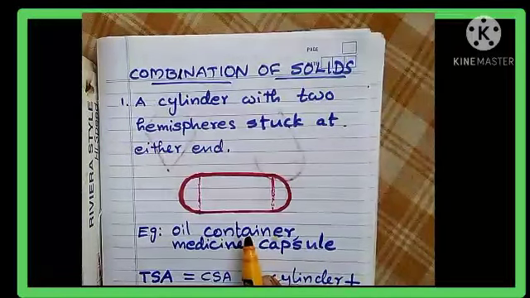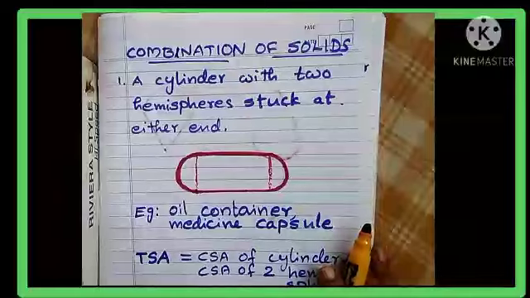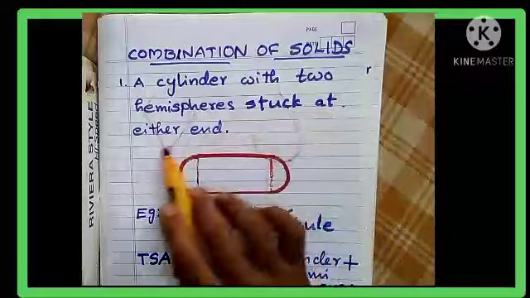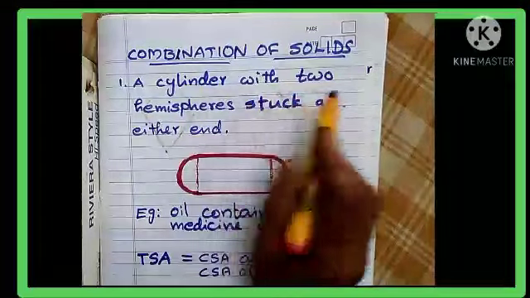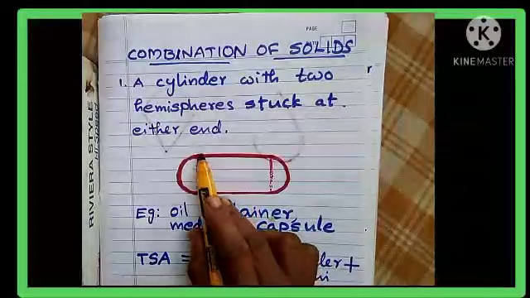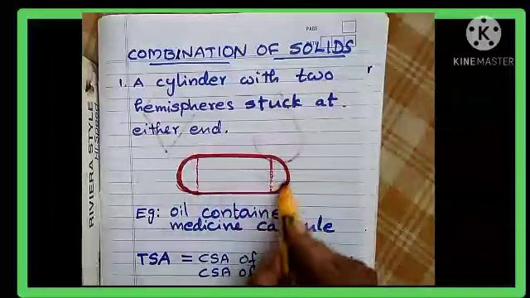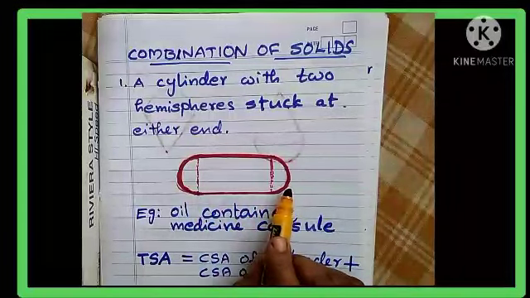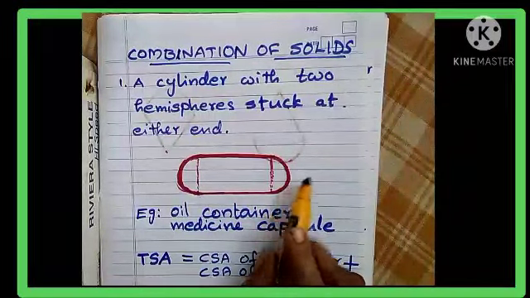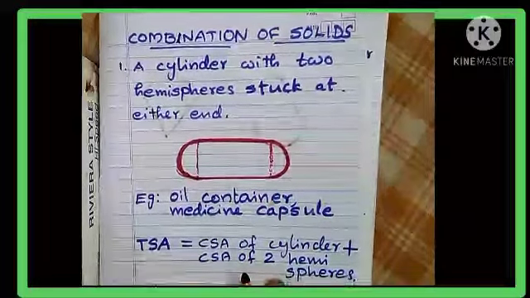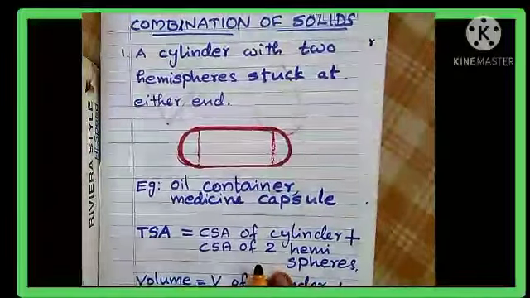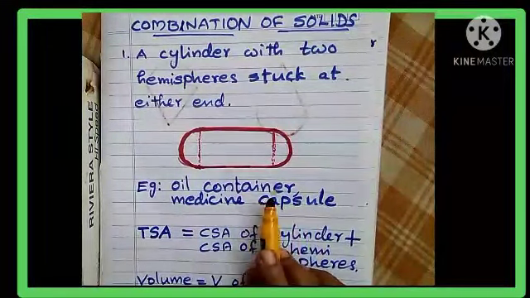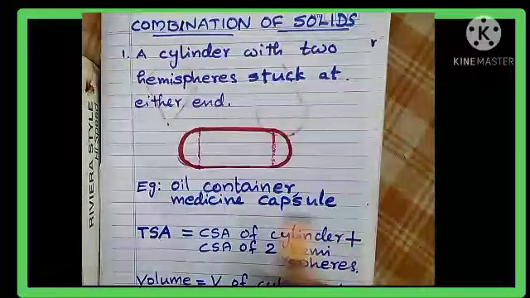can discuss now. Okay, so the first one is a cylinder with two hemispheres stuck at either end. So a cylinder with two hemispheres. In the figure you can see a cylinder here and also two hemispheres attached to both ends. Now, can you say some examples in this shape? Have you seen anything? Yes, a medicine capsule you have seen, and also some oil containers in this shape.